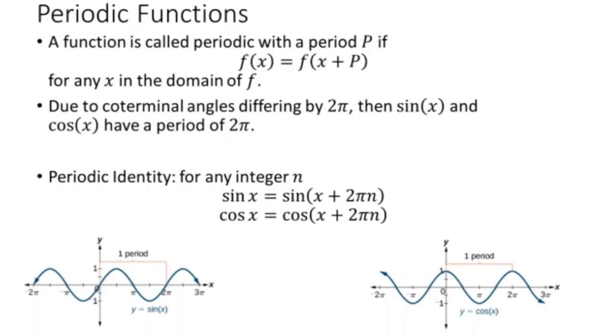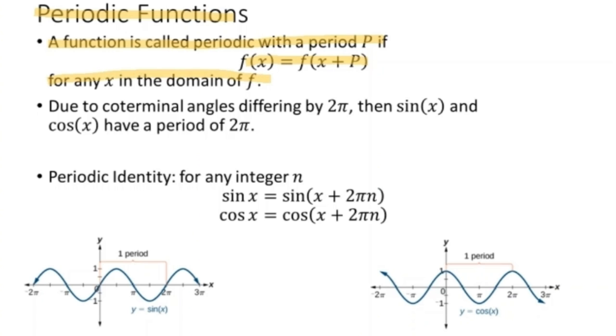What makes sine and cosine graphs so distinct from graphs we've seen in the past is the fact that a portion of the graph can be shifted left or right a certain number of units in order to obtain another portion of the same graph. This is a characteristic of a special kind of function that we call periodic functions. A function is called periodic with a period p if f of x equals f of x plus p for any x in the domain of f.